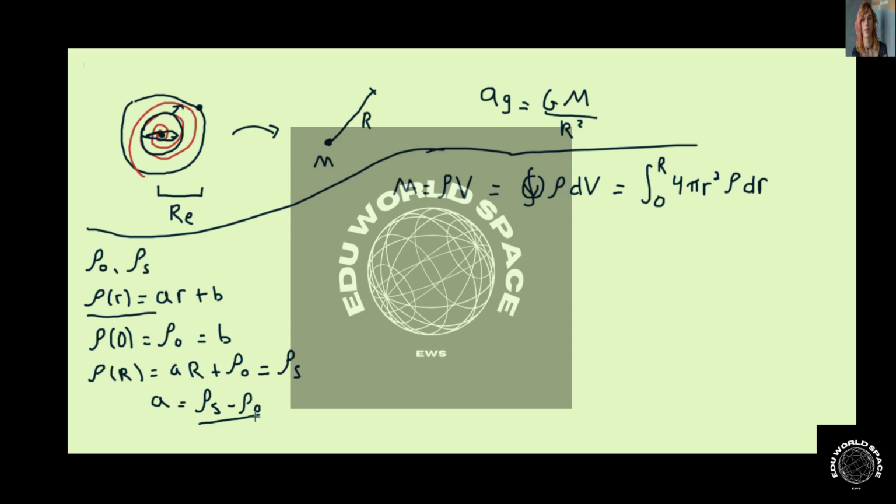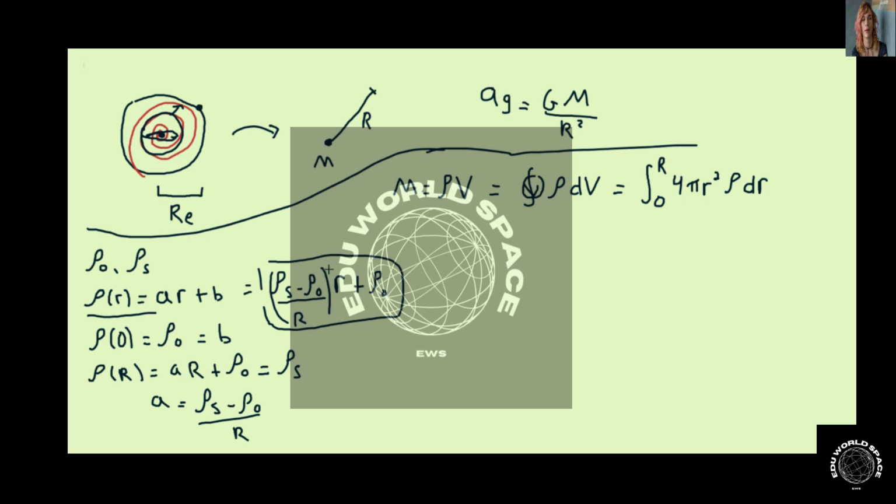So we can solve for a now, and we should get that a is going to be rho sub s minus rho naught over R. And so plugging a and b into our expression here, we should get that this is rho sub s minus rho naught over R, and this whole term times little r. So this is the linearly increasing term. And then here is our constant b, so plus rho naught. So here is our density function.